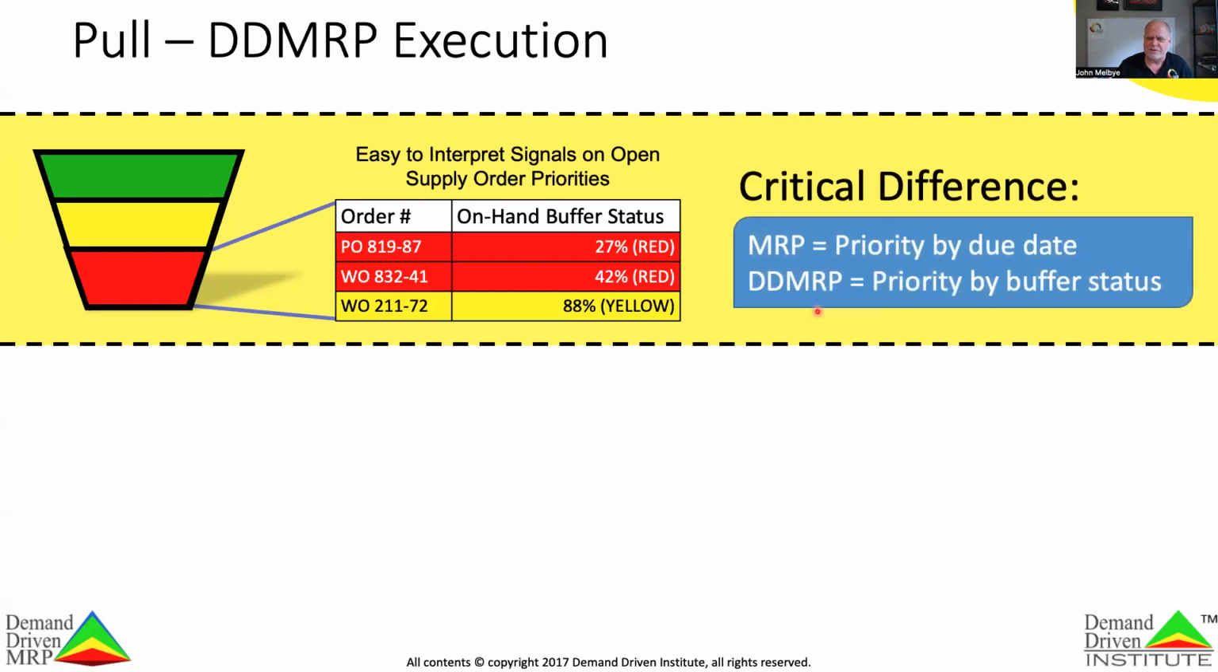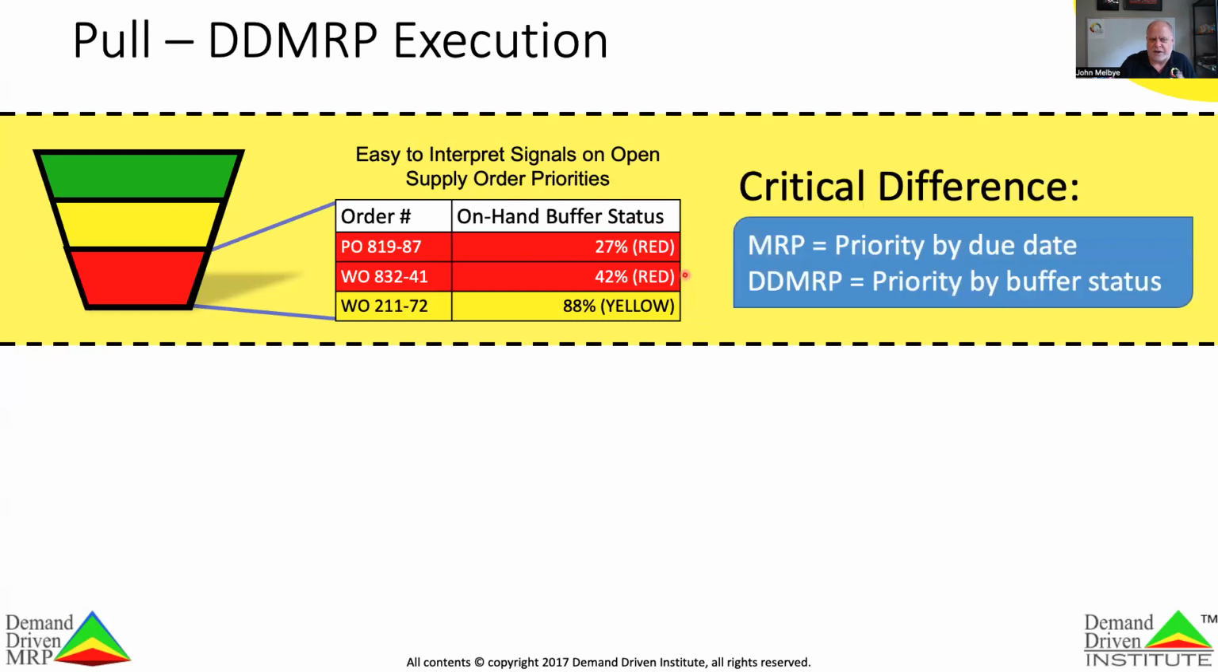But if we think about priority in a buffer, we can think of it by buffer status. So here's my on-hand buffer status, tells me with this PO for this part number, I have 27% of my buffer remaining. For this one with this work order, I have 42% remaining. So if these are the parts that I have strategically decided to buffer, when I'm at 27%, now I need to execute in an expedited fashion, or at least go look at it.